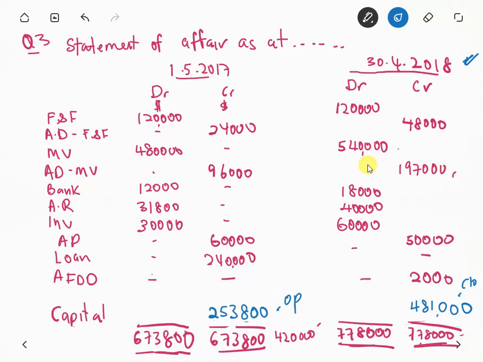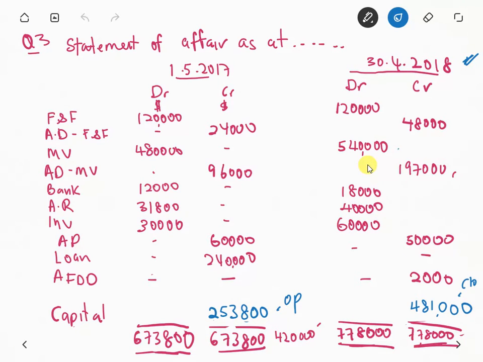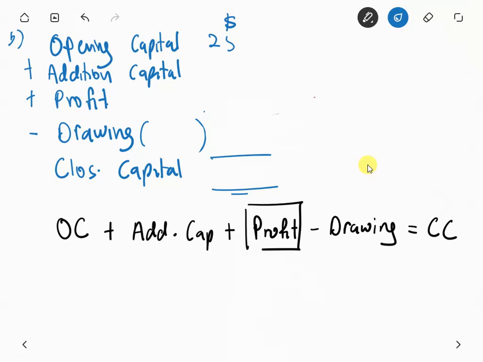Okay. If I are asked to find profit here, opening capital plus additional capital plus profit less drawing equals closing capital. Is my opening capital found? How much? Follow the steps. Opening 253,800. Closing capital found 481.